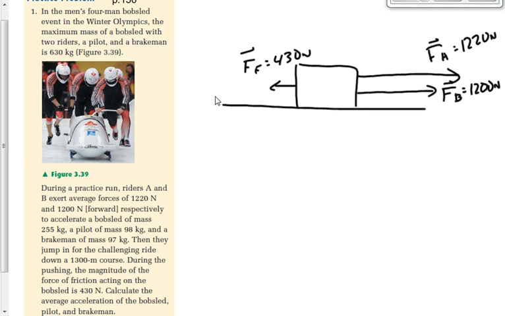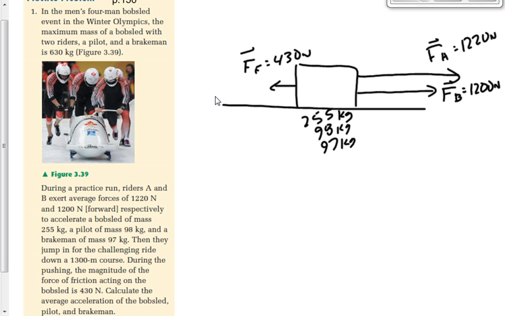Now, what's the mass here? This gets a little bit confusing because they tell me in this question the maximum mass of a bobsled with two riders, a pilot, and a brakeman is 630 kilograms. But in this practice run, we've only got two riders. We've got rider A and rider B. The bobsled has a mass of 255 kilograms. We've got rider A that's 98 kilograms, and rider B that's 97 kilograms. And it doesn't look like there's anybody else on this bobsled right now. There's just the pilot and the brakeman.